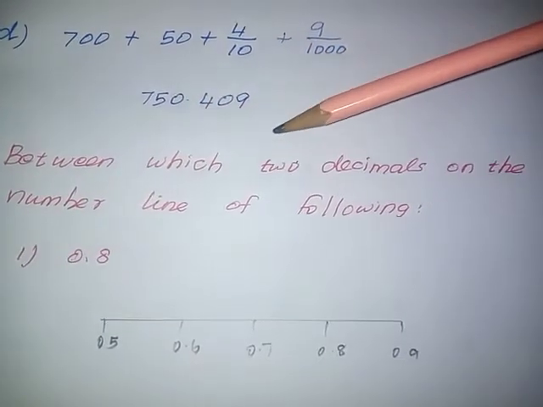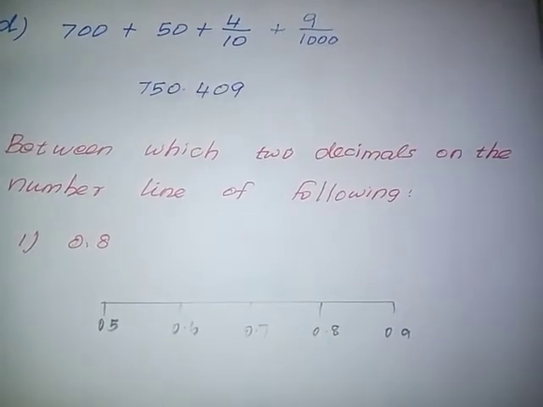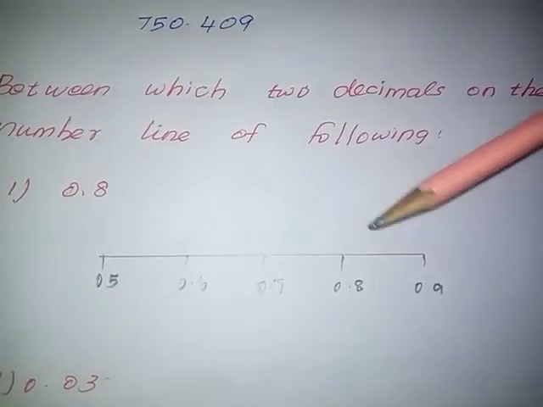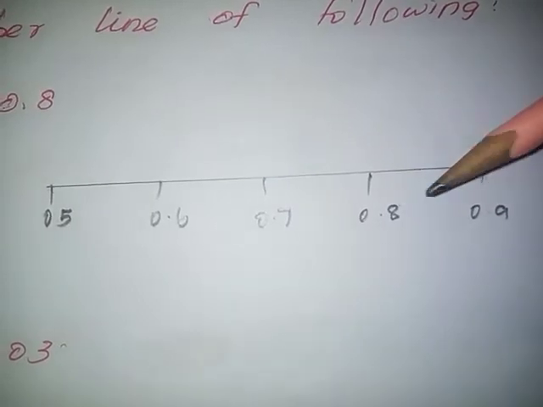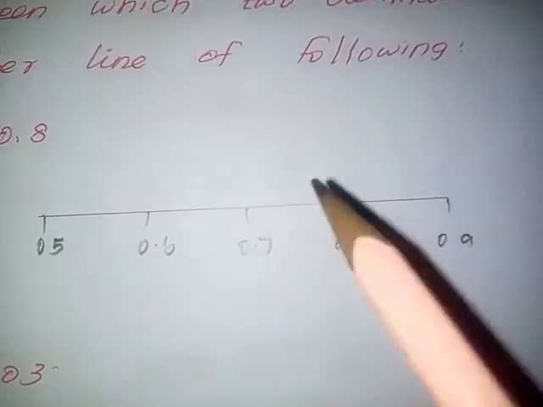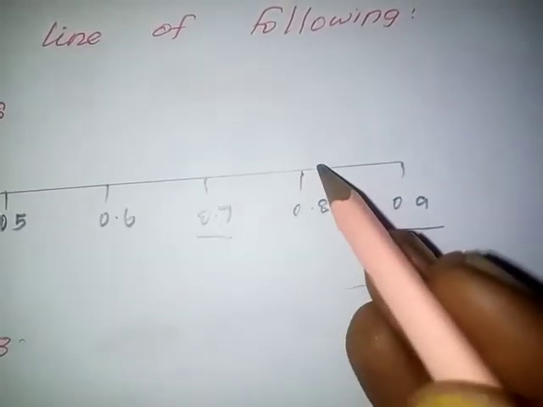Next, between which two decimals do the following lie on the number line? Question number 1: 0.8. According to the number line, we have to take the tenth place. Tenth place is given, so 0.8. So we have to start the number line: 0.5, 0.6, 0.7, 0.8, 0.9 and so on. So the question is 0.8. So 0.8 lies between 0.7 and 0.9.